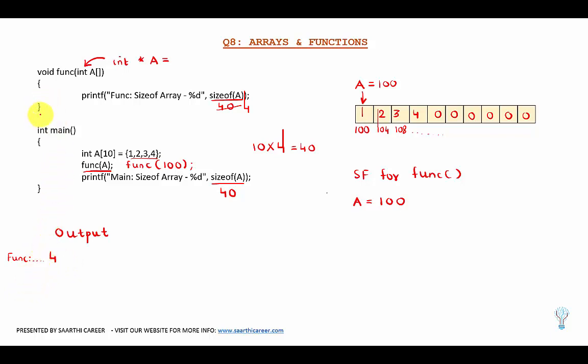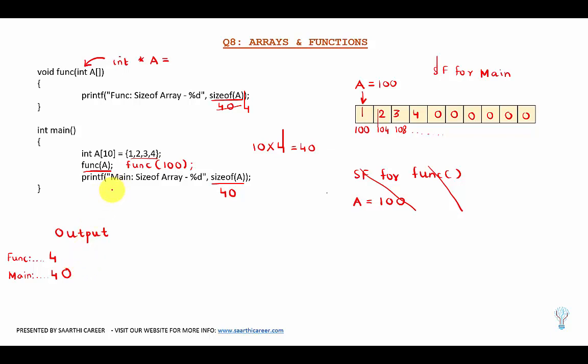Now when the function gets over, the stack frame for func is destroyed, and the control goes back to the main function from the place where it was called. So it was called here, and the control goes back to the print statement, and here it is going to print main, and again whatever is there as a part of the string, %d size of a. Now here a is the array, and because there are 10 elements in this array, which is 4 bytes each for every element, main is going to print 40. So hence you see that there is no concept of passing arrays to the function.